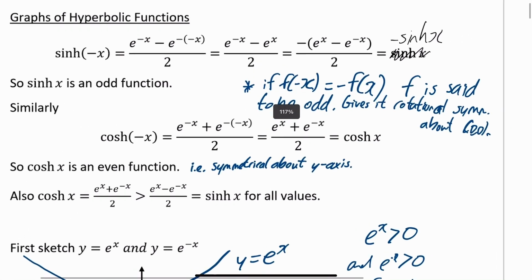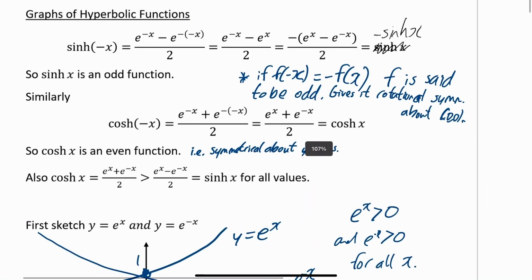Okay, right. Oh, I forgot to rub this all out. Graphs of the hyperbolic functions. First of all, this is just going to show that the graphs of hyperbolic functions, and it's good to know if something's odd or even. So if something is odd, it will have rotational symmetry about the origin. If something is even, it will have line symmetry about the y-axis.